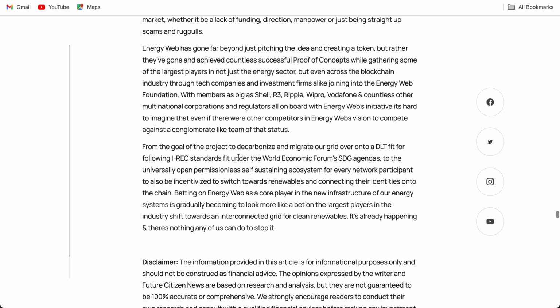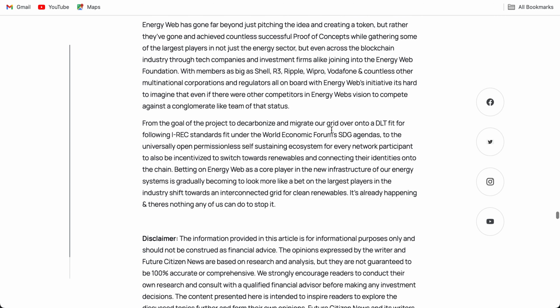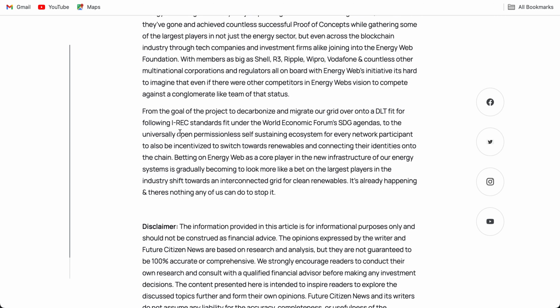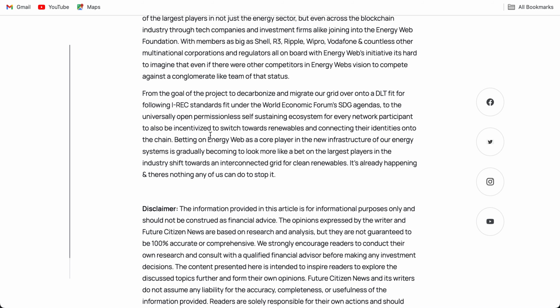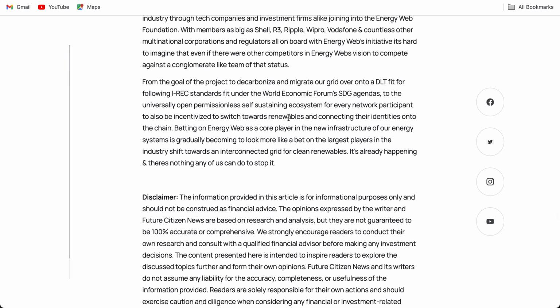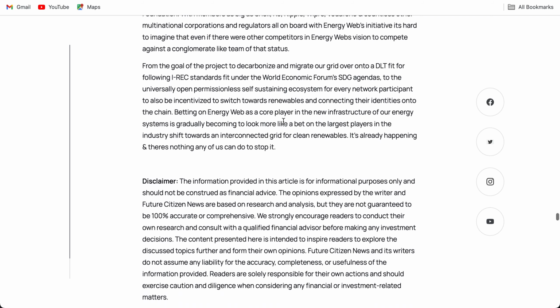status, from the goal of the project to decarbonize and migrate our grid over onto a DLT fit for following REC standards, fit under the World Economic Forum's SDG agendas, Sustainable Development Goal agendas, to the universally open, permissionless, self-sustaining ecosystem for every network participant to also be incentivized to switch towards renewables and connecting their identities onto the chain.